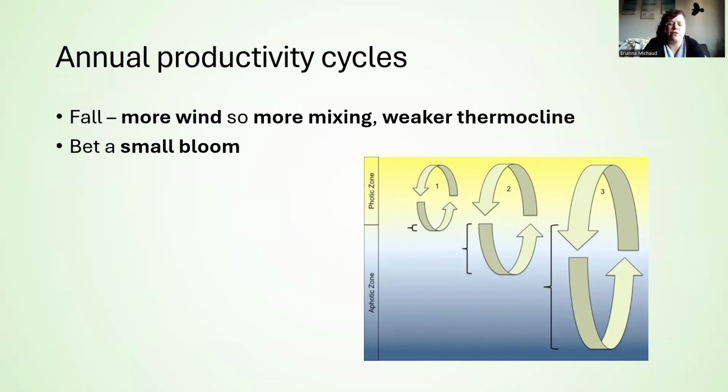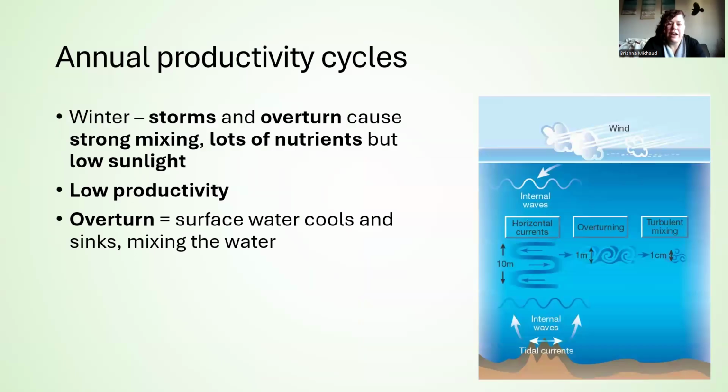So a little bit of a peak in the fall. Now in the winter, you have storms and you have a lot of overturning as well. So lots of mixing, and you actually get a lot of nutrients getting churned up into the surface water. But now you have really low sunlight, so they're going to be sunlight limited. So you'd still have pretty low productivity because of that low level of sunlight.